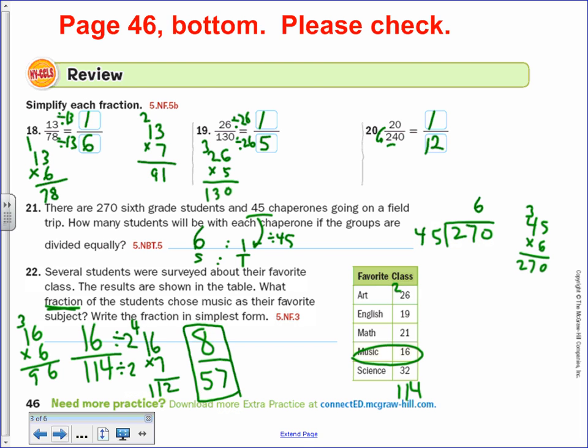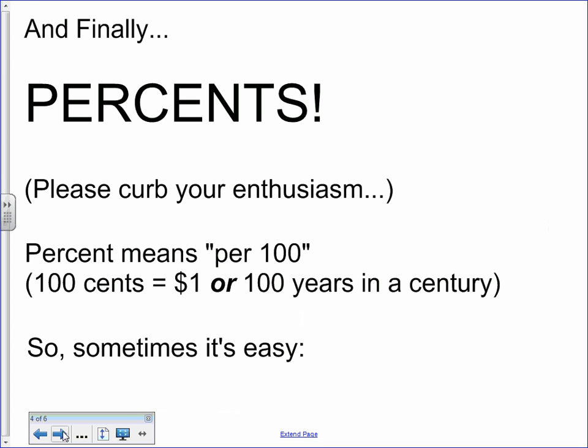All right. Now, every year I start this and I think, I have to help the kids understand this better. Right? Percents. Everybody dreads this. So I'm going to make it short today. We're only going to spend a few minutes today.